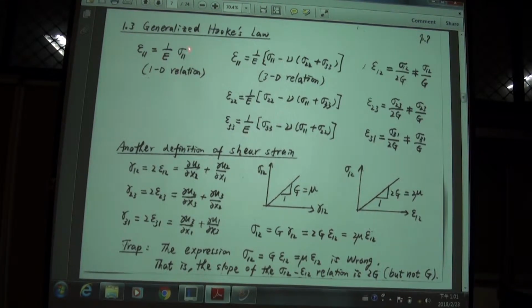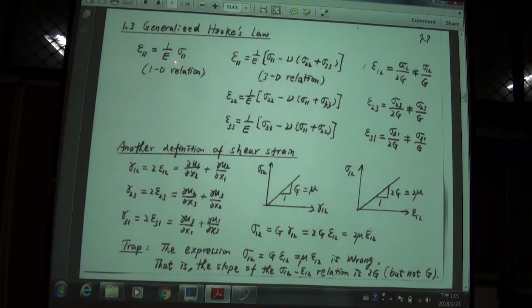Okay, so in the one-dimensional relation, the Poisson effect, the lateral contraction effect, has not been considered. Now, in the three-dimensional relation, we consider both. We consider the tensile elongation effect. We also consider the lateral contraction effect. Okay, so in this way, we can write our three-dimensional stress-strain relation easily.